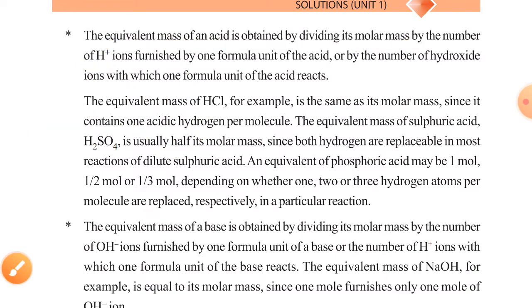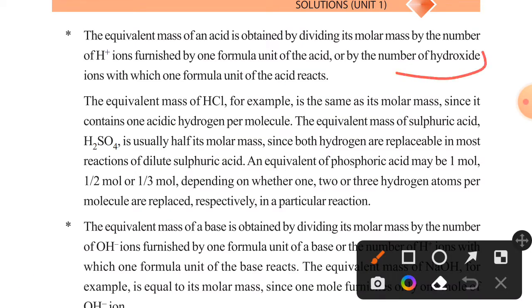So by one formula unit of the acid or by the number of hydroxide ions with which one formula unit of acid reacts. Yookaan immoo number of hydroxide ion kan maal ta'e acidii faan wal nyaateen maal argachuu dandeenya jechuudha. Equivalent mass kan acidii argachuu dandeenya jechuudha.